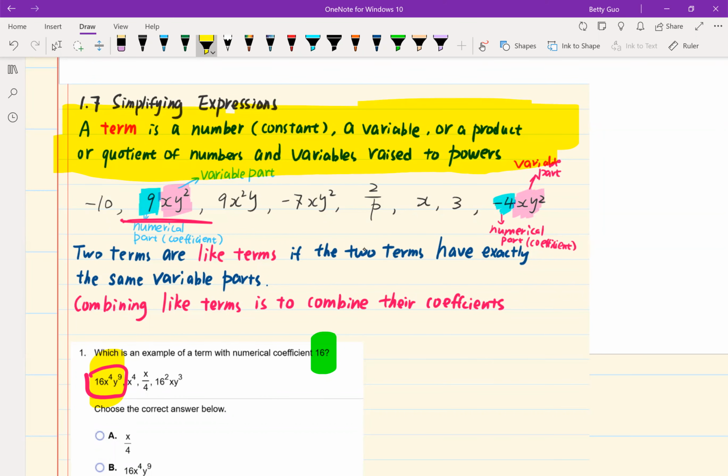Looks very complicated, right? Another way to understand the definition of a term is that a term is an expression in which there are only multiply or divide or exponentiation of numbers and variables. You do not see plus or minus. That's another way to understand a term or to determine if an expression is a term or not. Okay, let's read the definition.